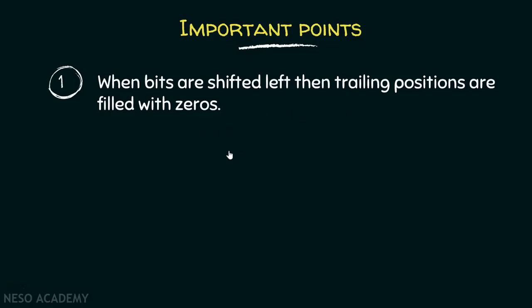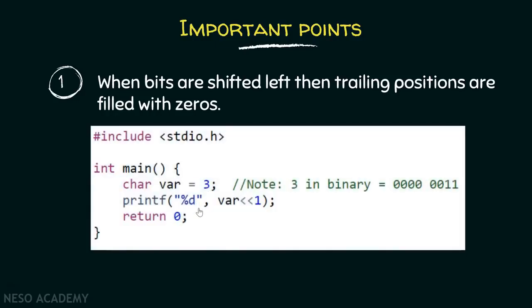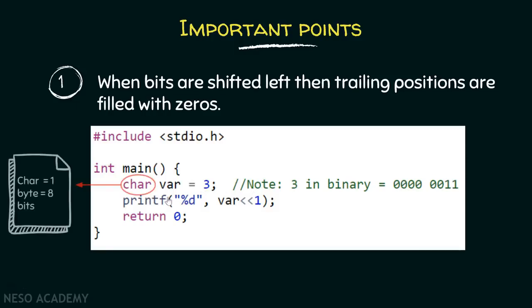Please note down this point. Let's consider one example to better understand this concept. In this example, I chose a variable and assigned it the value 3. What I'm going to do here is shift this whole number by one position towards the left using the left shift operator available over here. As this data type is character, 3 in 8-bit representation looks like this.